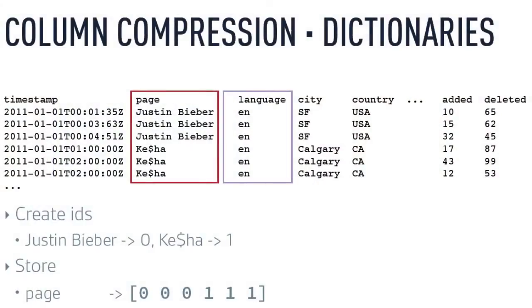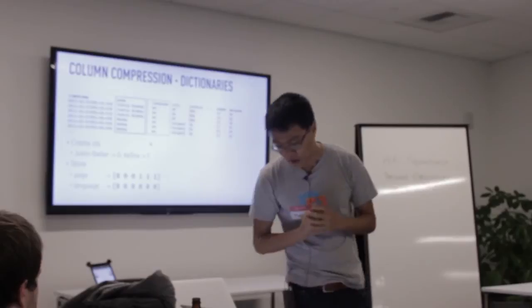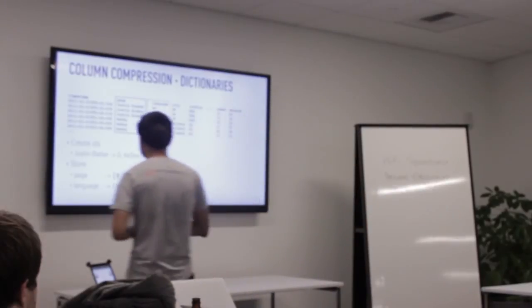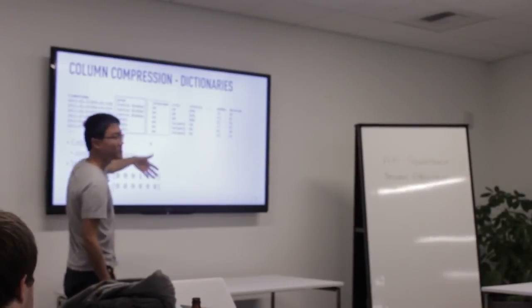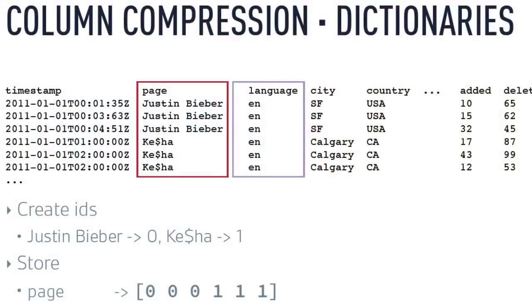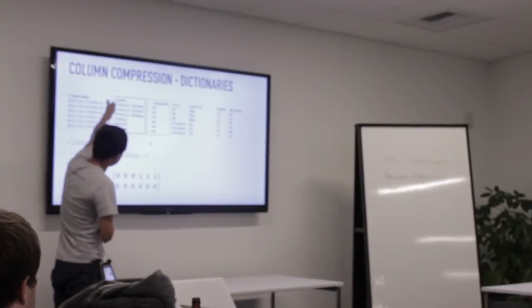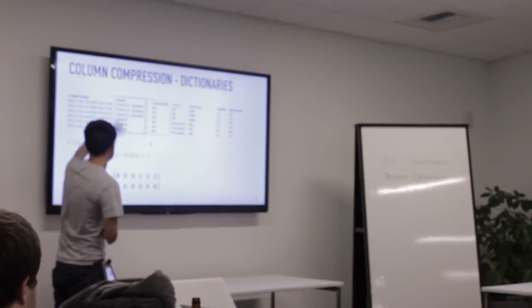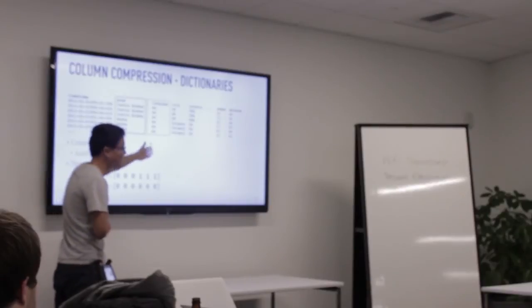So Druid stores data as columns. It is fundamentally a column store. And it is the reason why we can do aggregates and filters so fast. What we do when we store columns is we take our page column, for example, and we utilize a method called dictionary encoding, where we convert every value that we see in the page column to some integer representation. For example, this page column has two values, Justin Bieber and Kesha. We map the first, Justin Bieber, to an ID of 0, and we map Kesha to an ID of 1.